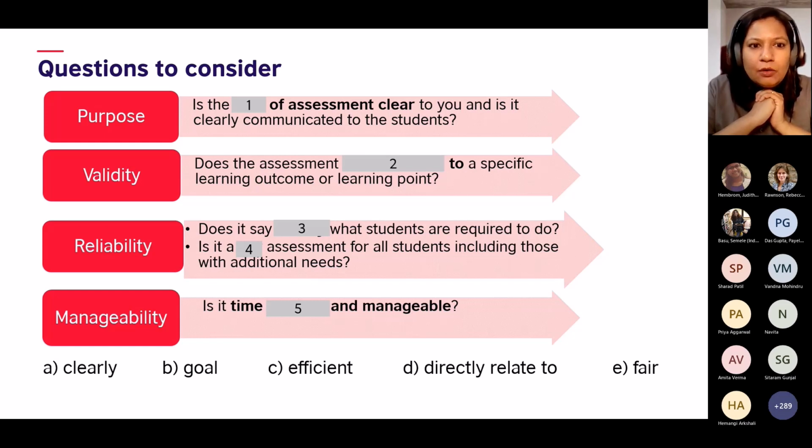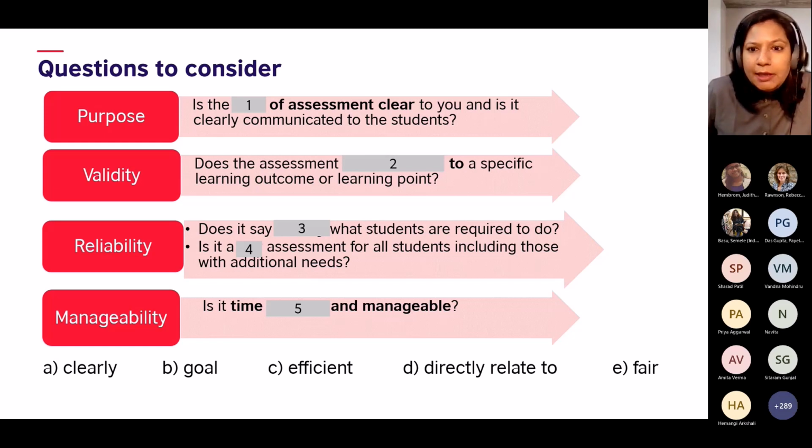So is the goal of assessment clear to you, and is it clearly communicated to the students? Absolutely. Okay, that's correct. The goal is correct. The second one: does the assessment relate to a specific learning outcome or learning point? Yes. Directly relate to, that's correct.